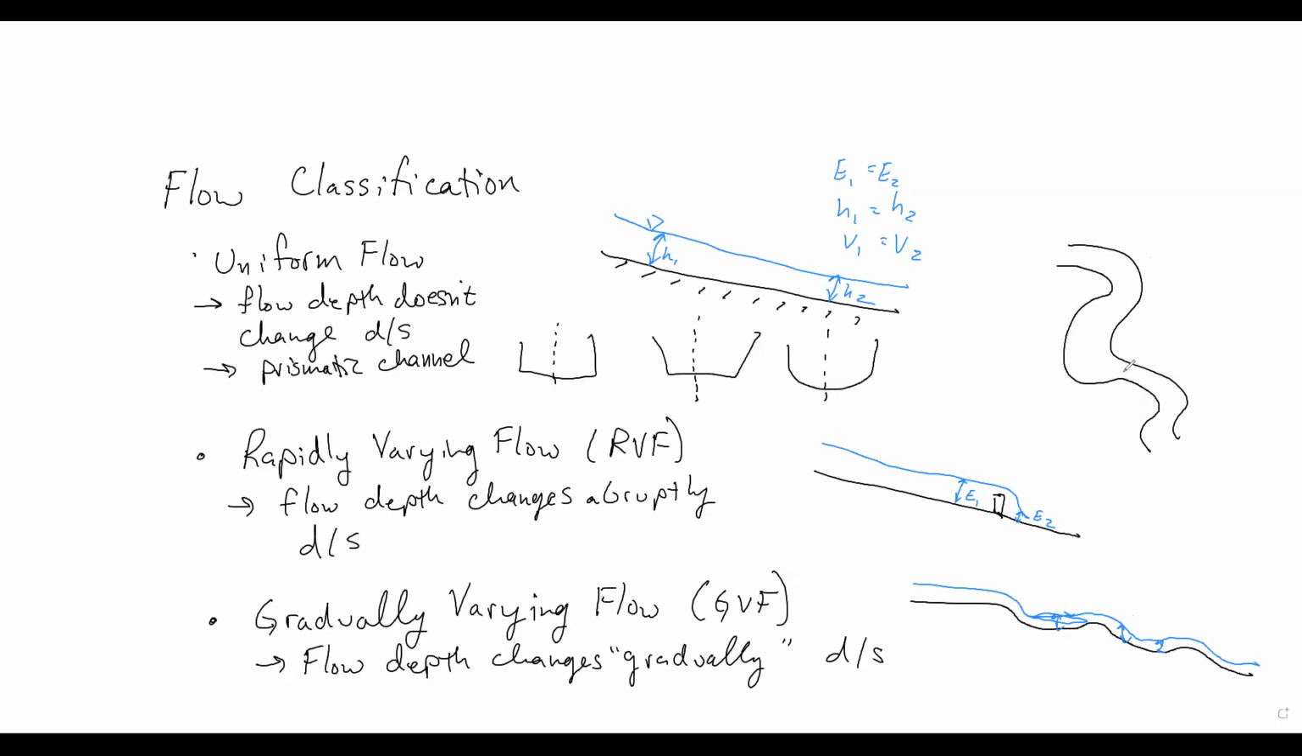So maybe this is your pool. Got a riffle right here, riffle, pool, riffle. So depending on the whole setup of the channel, you're going to have more gradually varied flow conditions just because it's a natural channel. Even ditches will be like that too.